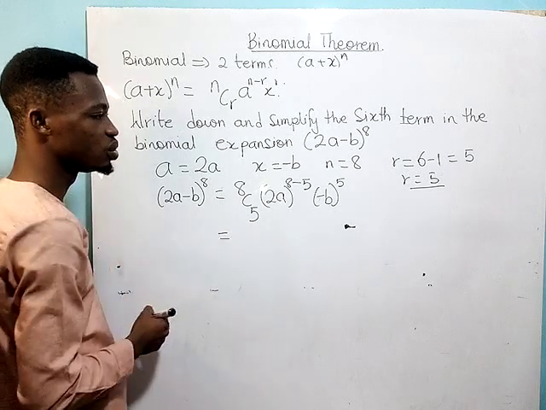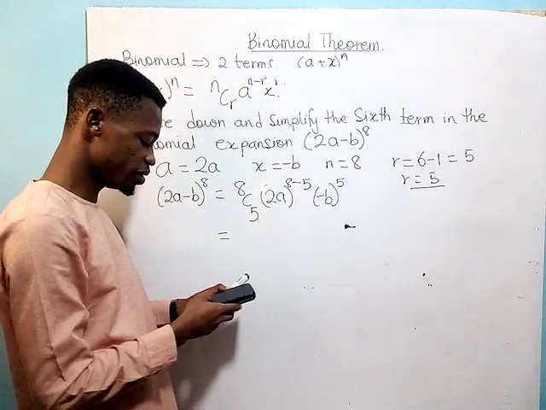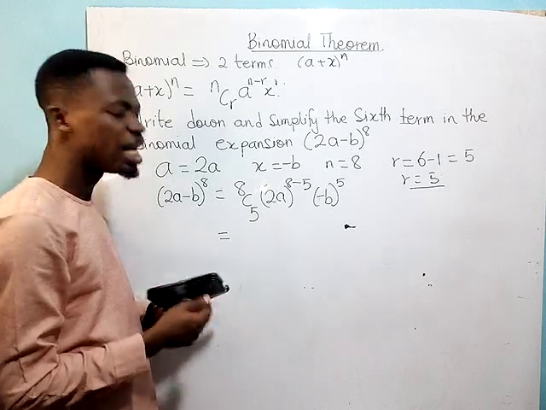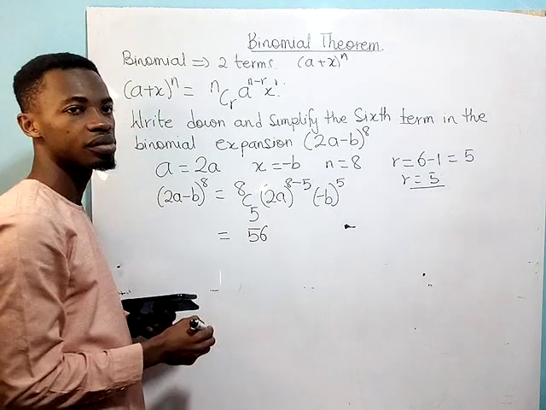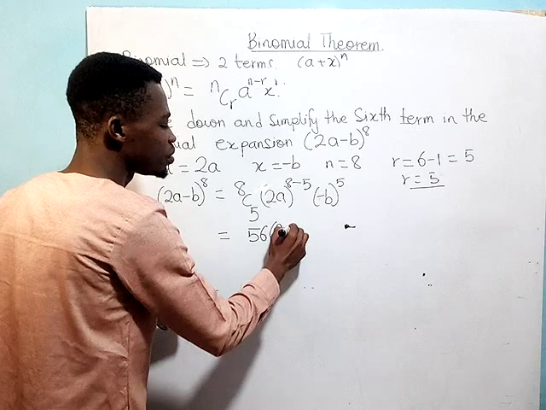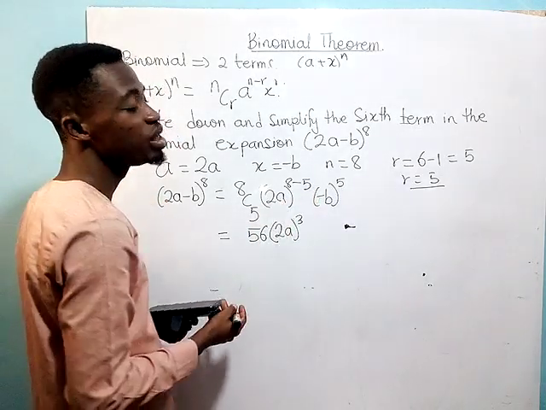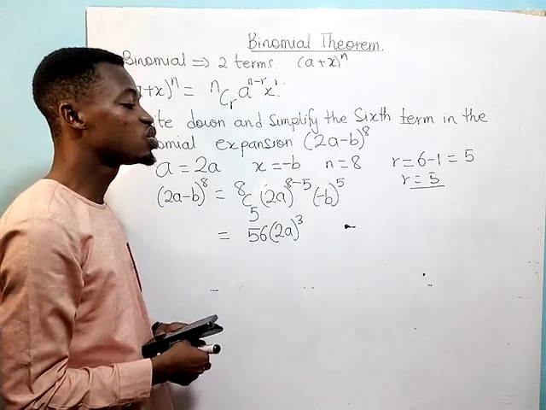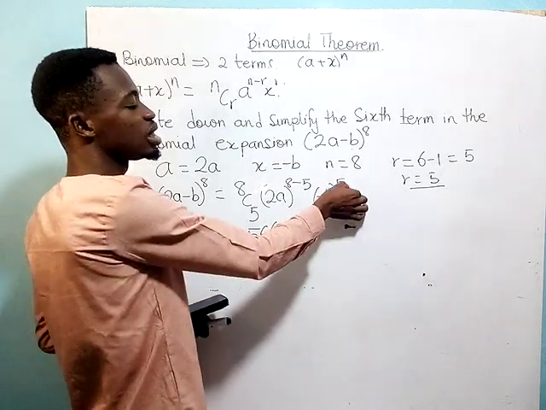Now when we continue, we are going to have 8 combination 5. So what is 8 combination 5? 8 combination 5 is 56. So we have 56 here. Now 8 minus 5 is 3. Now what is (-b) to the power 5? (-b) to the power 5 is going to be negative b to the power 5. Why? Because the exponent is an odd number.